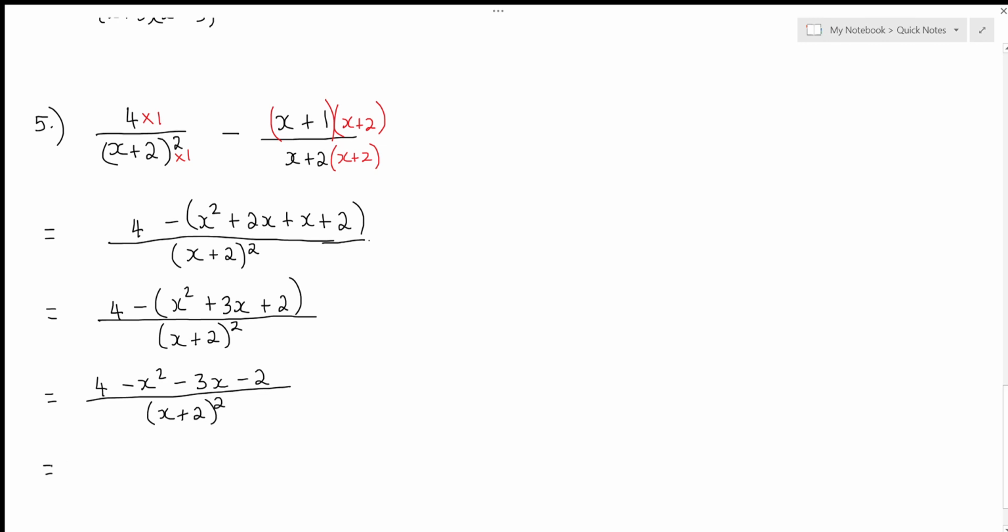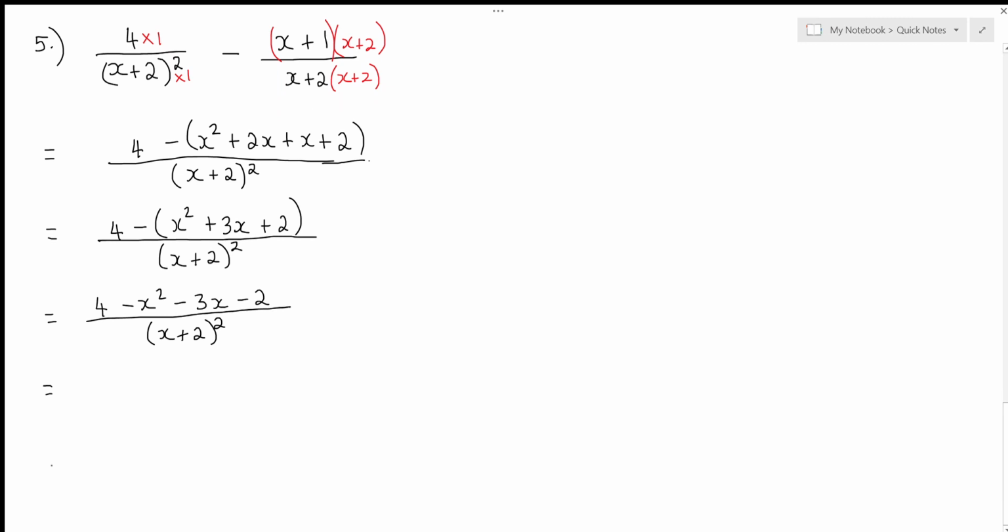Now, we look at our like terms, and our like terms here would be 4 minus 2. These two numbers here. So 4 minus 2 would give me 2 minus 3x minus x squared over x plus 2 all squared.